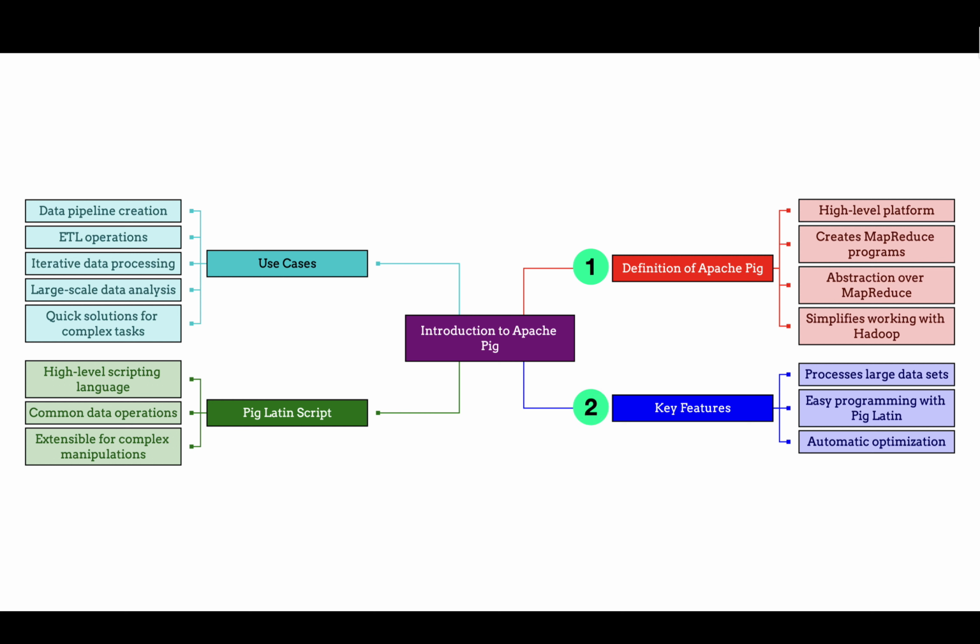2. Key features. Key features include its ability to process large data sets, ease of programming, using Pig Latin, a simple scripting language, and optimization opportunities. Pig scripts are automatically optimized for efficient execution.